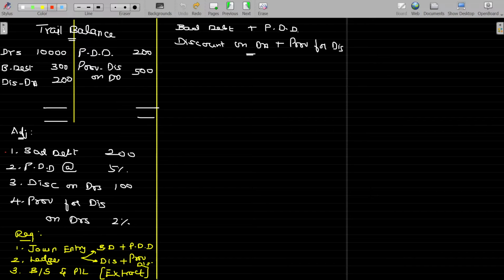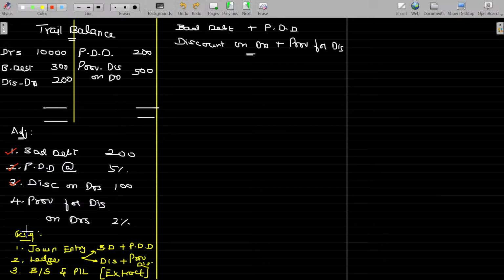Apart from that, in adjustments also, we have been given bad debt, provision for doubtful debts, and discount on debtors. Usually these are not given in the adjustments, but it is possible that they may come in the adjustments also. So here I have given this in the adjustment: provision for discount on debtors.